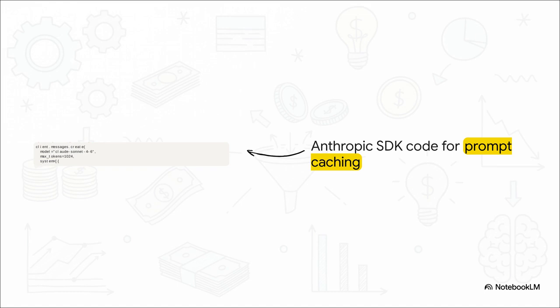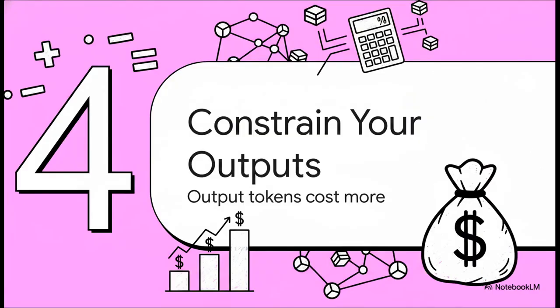It literally takes seconds to implement and absolutely slashes your token costs for repeated data. All right, Section 4, Constrain your outputs.